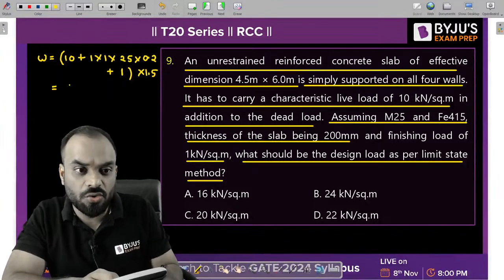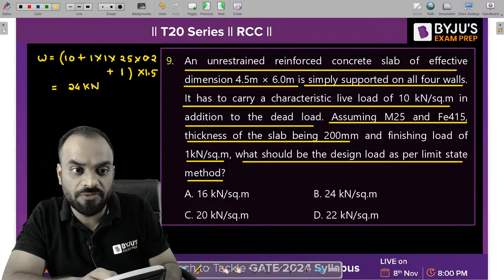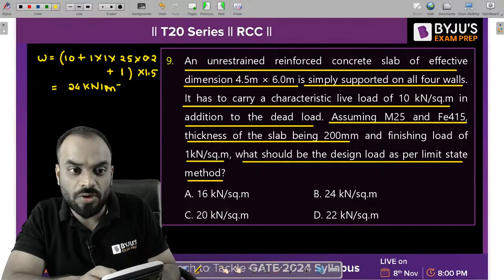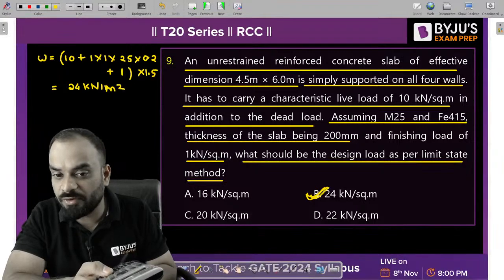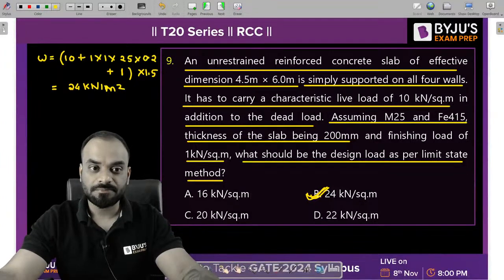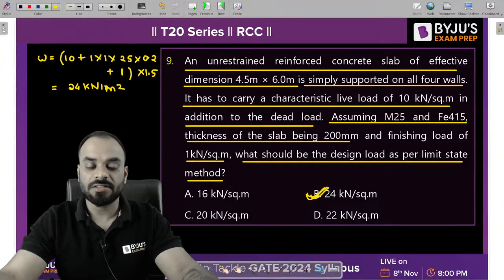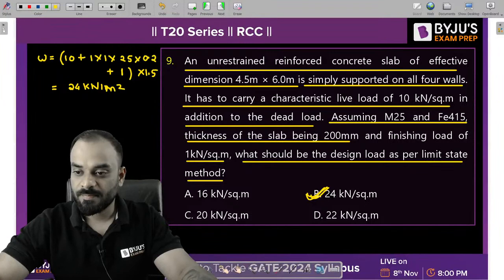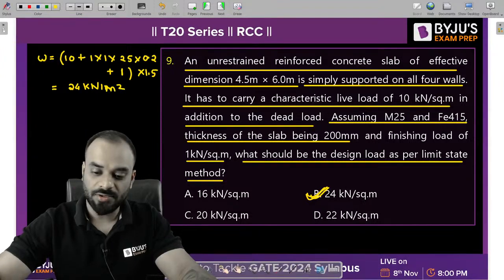So this value is coming around 24 kilonewton per meter square. And that's why, guys, B is the correct answer for the problem. Clear? Kindly tell me, guys, is it clear to all of you? Crystal clear? Okay, very nice.